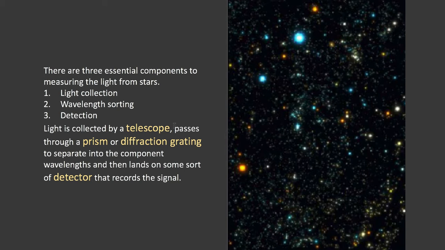Now the light is collected through a telescope, and then it passes through a prism or something called a diffraction grating to separate it into components. So that takes care of number two. And then it lands on some sort of detector that records the signal. So we want to talk about that. We'll focus on the telescope part, and then at the end I'll tell you a little bit about the device that is used to detect the signal.